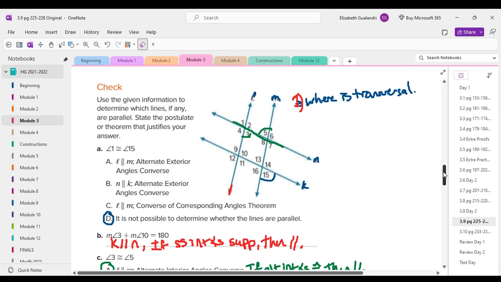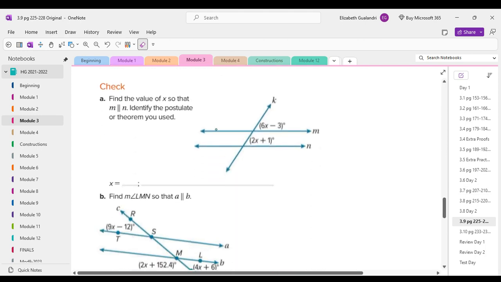So there's your first three right there. Good ones to go over. Find the value of x so that m is parallel to n.